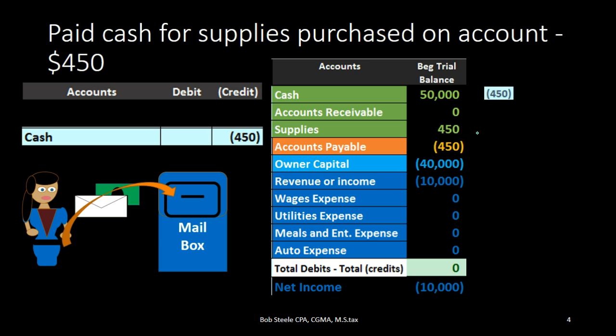We are then going to post that out. So we had 50,000 and then we have a credit of 450, causing the balance to go down from 50,000 to 49,550. If we credit cash, what then will be the debit?